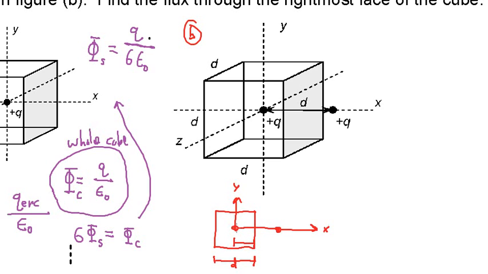Now, this distance here, this is the width of the cube, this is d, right? Which means that if this charge is centered in this cube, and it is, then this distance here must be d over 2. And since this whole distance here is d, this distance from here to here is d as well. This distance must also be d over 2. So what we have is that this charge is the same distance from this face as this charge.